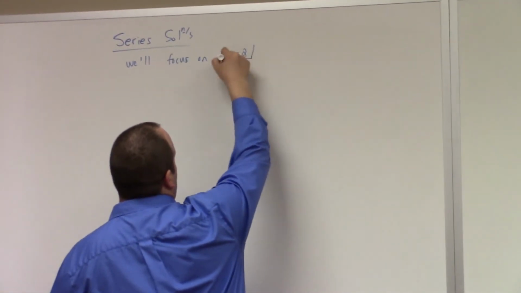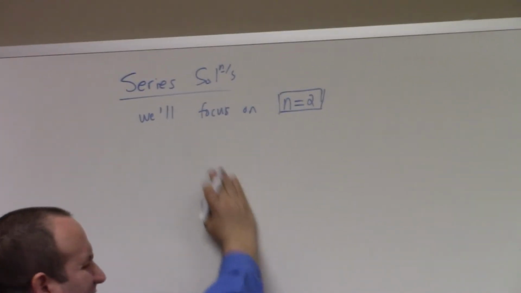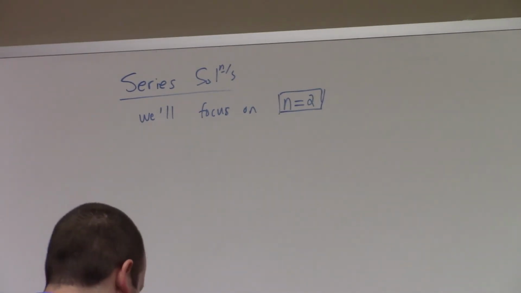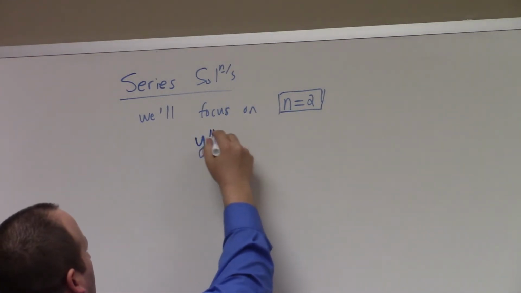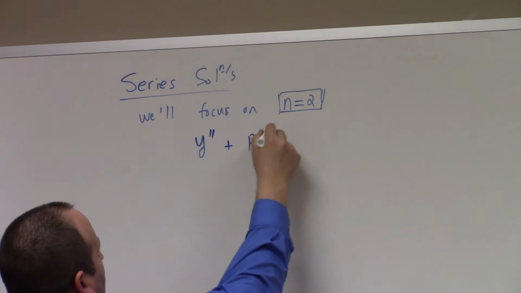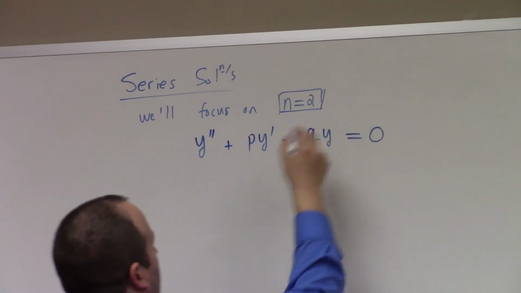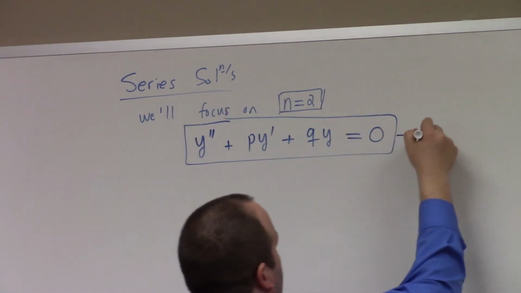And the typical nomenclature here is something like this. What is our standard notation here? I think it's y prime prime plus p y prime plus q y equals 0. I think that's it.